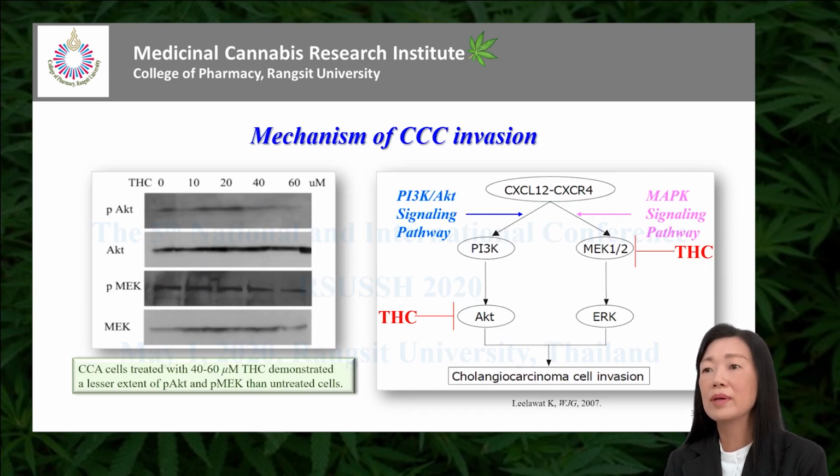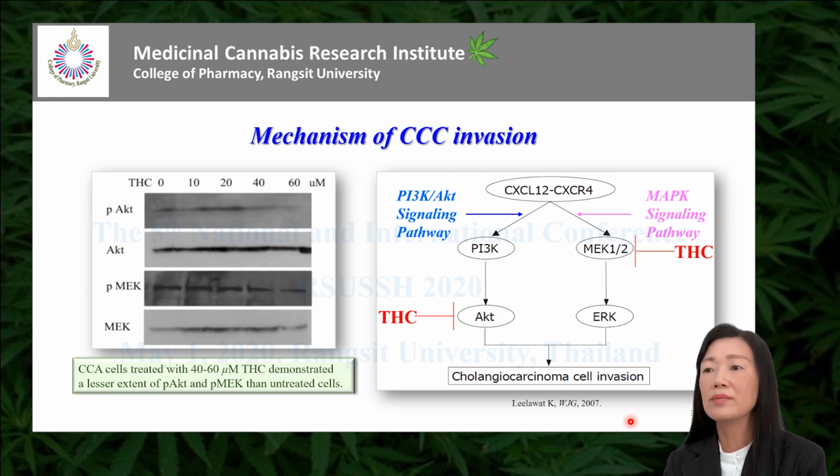We also evaluated the signaling pathway relevant to THC inhibition of cholangiocarcinoma cell progression. Our previous study showed that stimulation of CXCL12, CXCR4 plays an important role in cholangiocarcinoma cell invasion by induction of MEK1 and MEK2 and AKT signaling transduction and stimulation of actin polymerization.